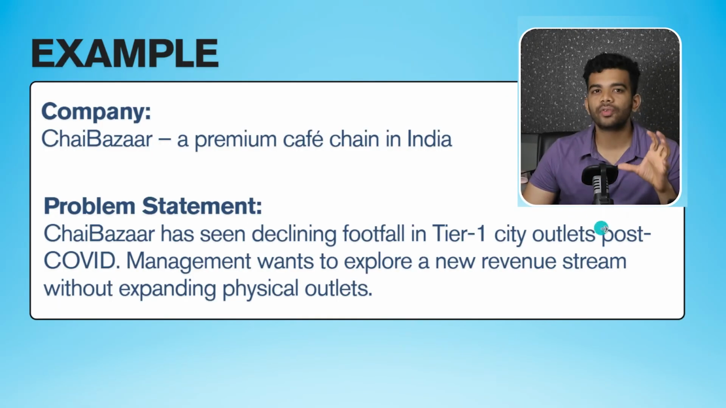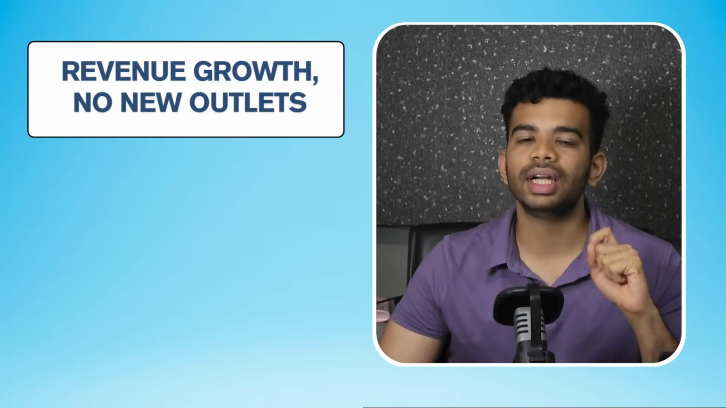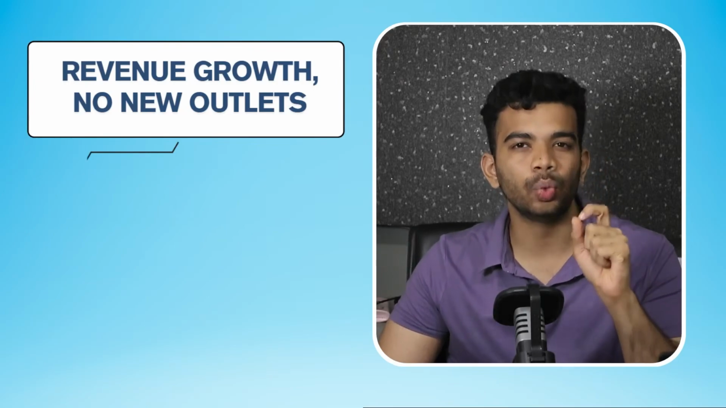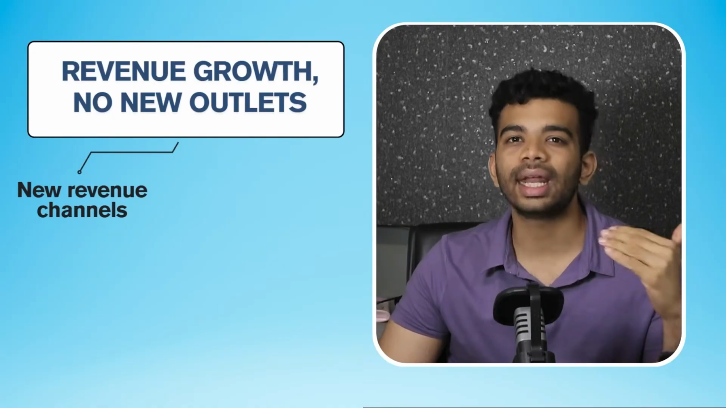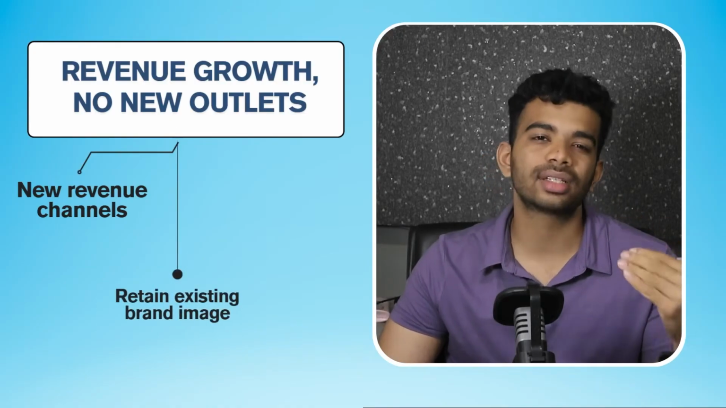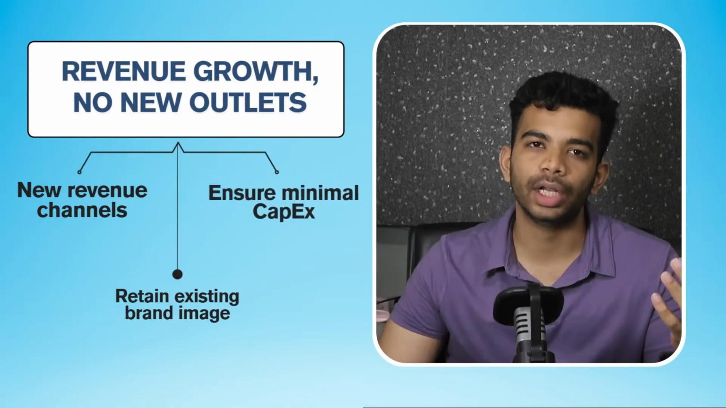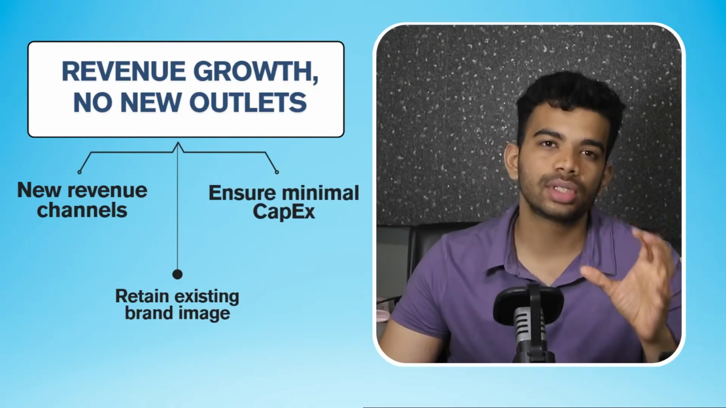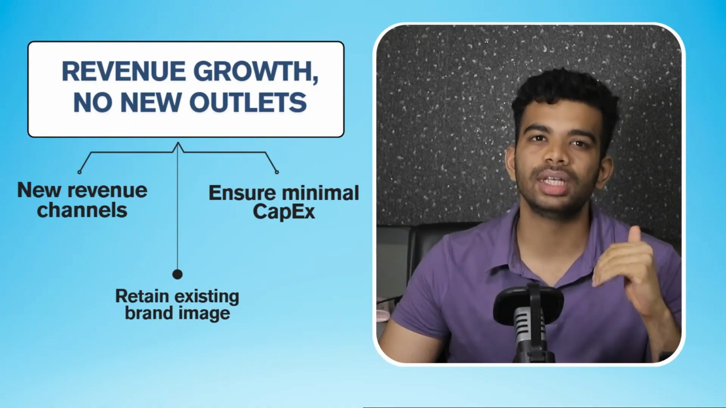So now let's implement the first step of our framework on this small and simple business problem. The first step is we read carefully. The company wants revenue growth, but not via more outlets. So what are the main goals that we will take care of? The first thing is we identify new revenue channels, यानी नए तरीके जिससे हम revenue बढ़ा सकते हैं. Then we retain existing brand image. तो जो brand की image बनी हुई है, we cannot do something that goes against that particular brand image. And then we have to ensure minimal capex. Capex मतलब capital expenditure. So now all these जो objectives थे वो कहीं पे case में directly mention नहीं थे, but we read between the lines and we discovered these objectives.